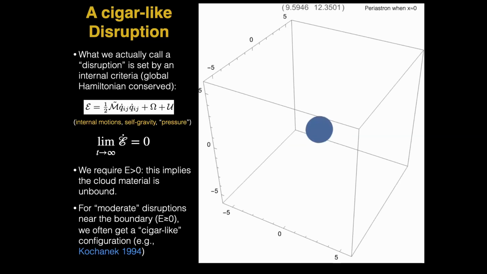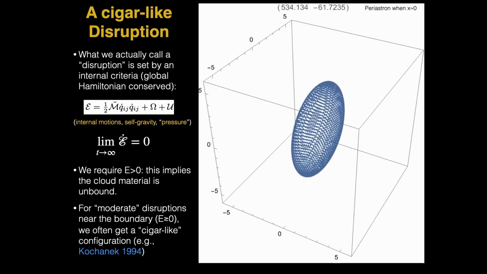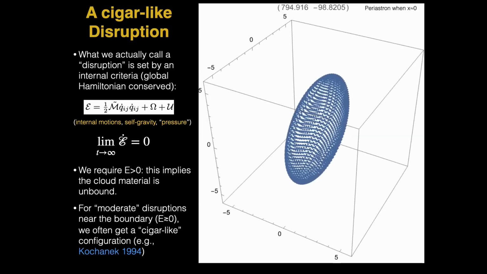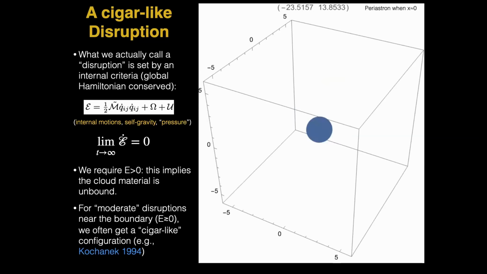This can be quantified with an internal energy criterion through the Hamiltonian analysis, which I won't really bore you with. But the key point is it's this kind of energy scalar that we can introduce that has various terms in it related to self-gravity and pressure. And depending on which of these wins out and the sign of this scalar, you can talk about the material being either bound or unbound, right? Which of these is winning.